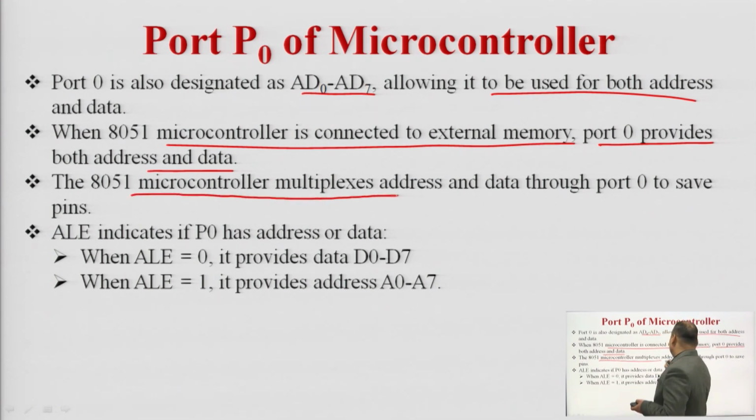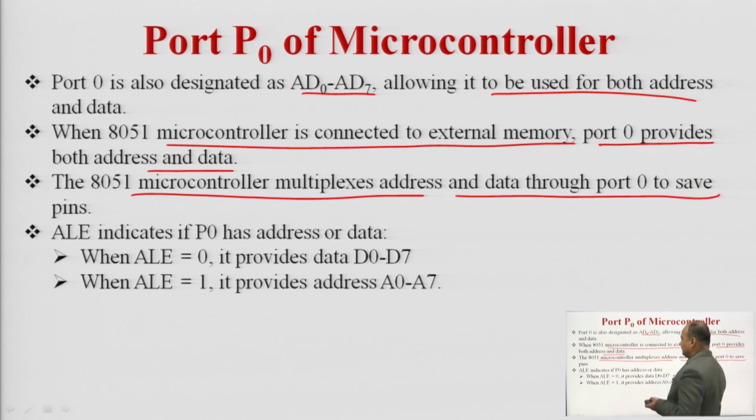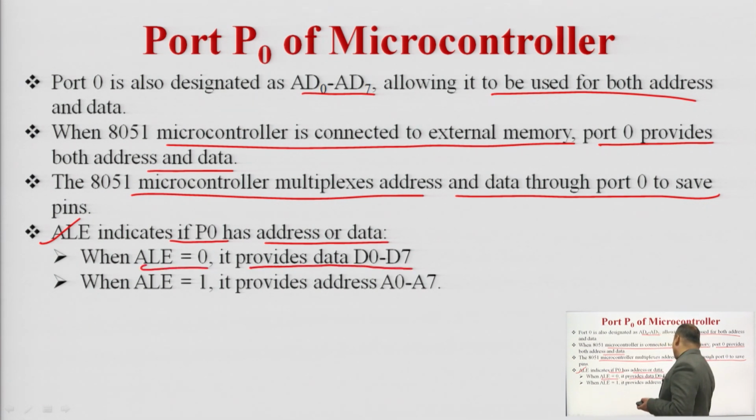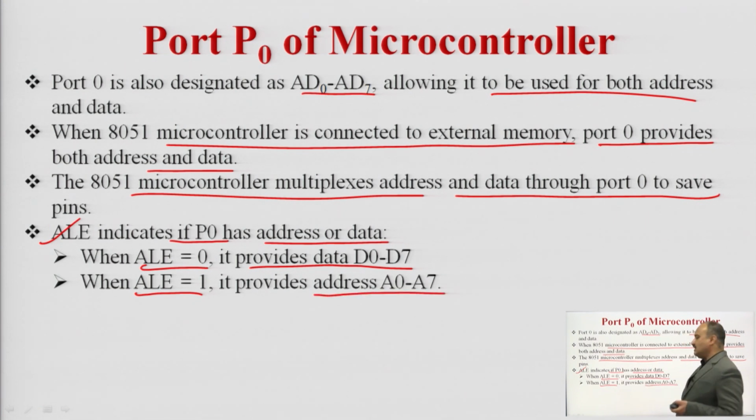The 8051 microcontroller multiplexes address and data through port P0 to save the number of pins. In order to reduce the number of pins of the 8051 microcontroller, the address and data are multiplexed with port P0. With the help of the ALE signal, ALE indicates if P0 has address or data. So, we can identify whether port P0 will have the address or the data on that particular pin. When ALE is equal to 0, it provides data on D0 to D7 data lines, and when the value of ALE, that is the address latch enable signal, is 1, it provides address on A0 to A7 address lines.